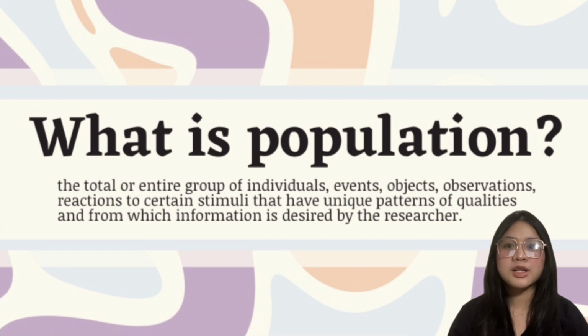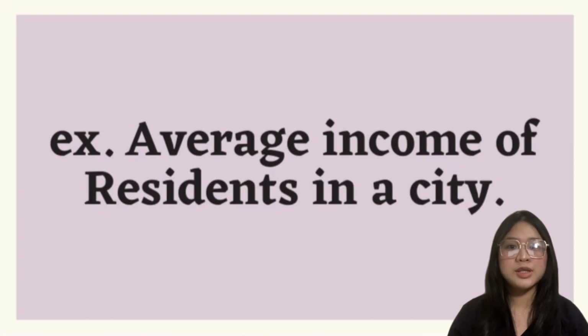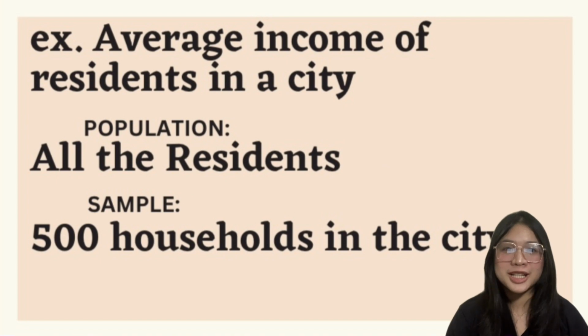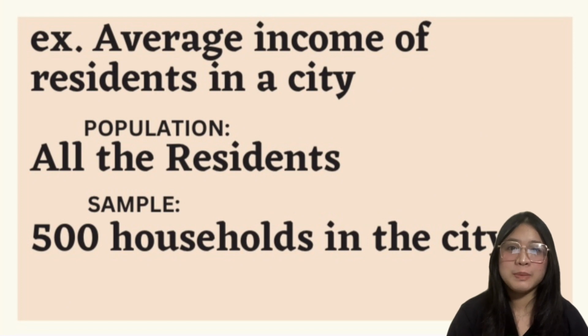A population is the entire group that you want to study or make inferences about. It's all the individuals or items that share a common characteristic. For example, let's use the average income of the residents in a city. The population in this case is the entire group of interest, which is all the residents living in a city. This includes people of various income levels, from the very wealthy to those with lower incomes.